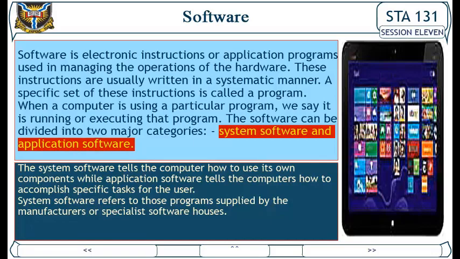The software can be divided into two major categories: system software and application software. The system software tells the computer how to use its own components, while application software tells the computer how to accomplish specific tasks for the user. System software refers to those programs supplied by the manufacturers or specialist software houses.